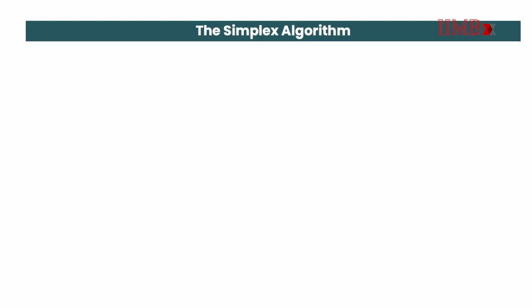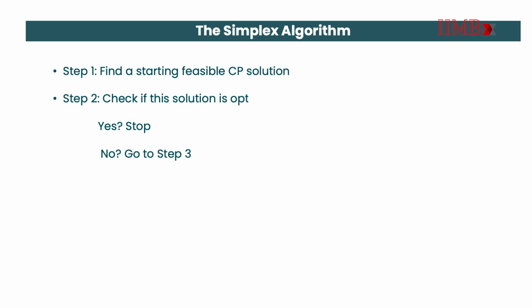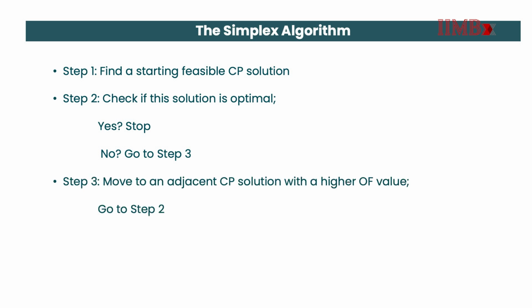To summarize, the simplex algorithm does the following. At step 1, it finds a starting feasible corner point solution. In step 2, it checks if this solution is optimal. If it is, then it is done and it will stop and declare the current feasible solution that it is at to be the optimal one. If not, then it will go to step 3, which essentially says move to the adjacent corner point solution, which will give us a higher objective function value.